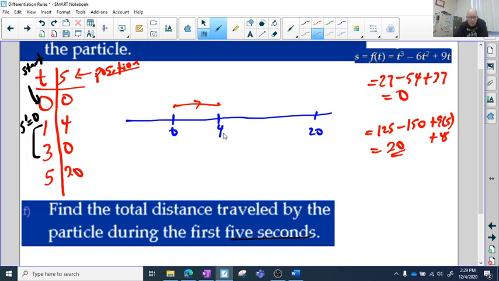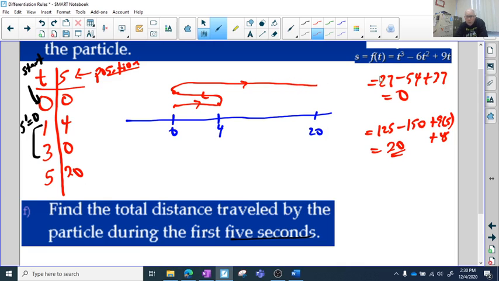And that was at the 1 second mark. At the 3 second mark, it's now at position 0, which means it must have turned around and came back this way again. That's the only way it can end up back here. So there, it ended up at position 0. Well, then at the 5 second mark, it's now back over here at 20, so it must have went the other way. So there's the diagram of how this particle moves.